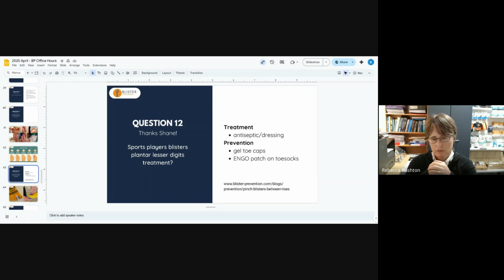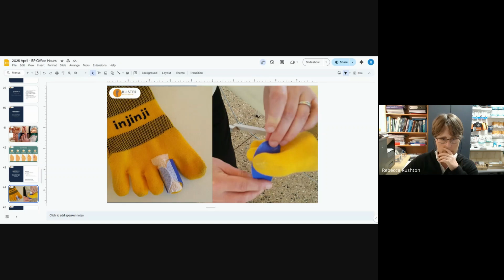An ENGO patch on the toe sock. This is a bit off label, but this is what I find is most effective for pinch blisters when someone has to keep going, especially when swelling is a significant component. As long as they're wearing toe socks, I can stick an ENGO patch to it. It's a bit of a waste of an ENGO patch because as soon as you wash that sock, it's ruined. It's going to come off.